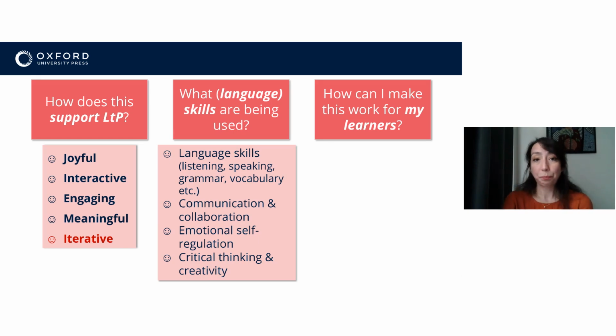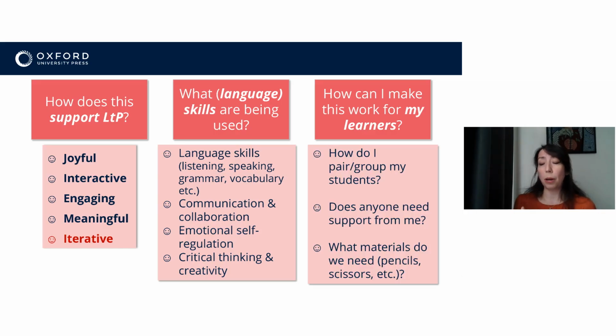And also, how can I make this work for my learners? Maybe we can think about, do I have to group my students? Do I need 2 teams, 3 teams, for instance? Is there anybody in my classroom that might need support from me? Maybe 1 or 2 students are behind compared to their classmates.